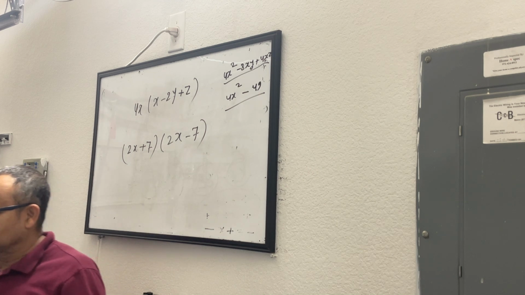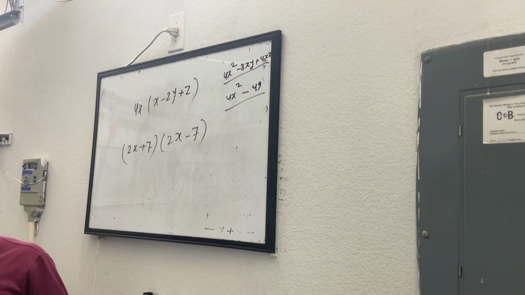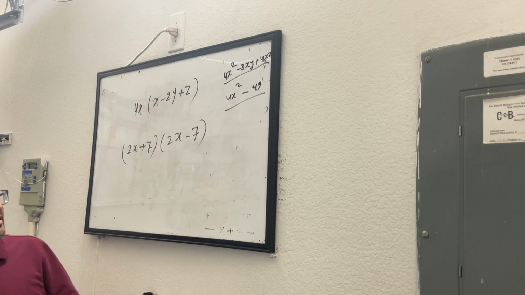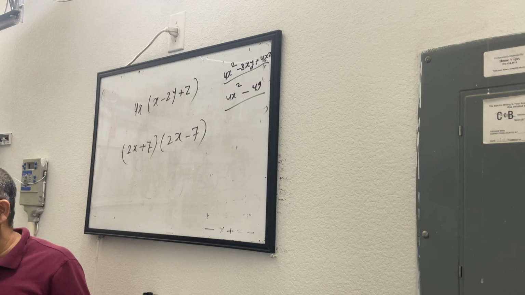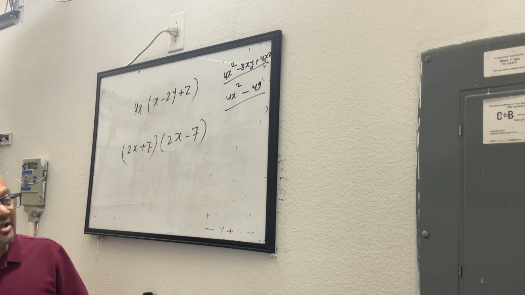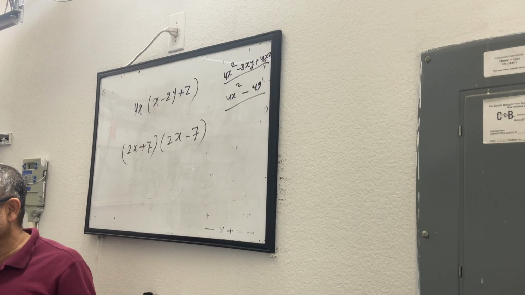For the second one, I got 4x squared minus 49. How about the first one? For the first one, I got 4x squared minus 8xy plus 4xz.